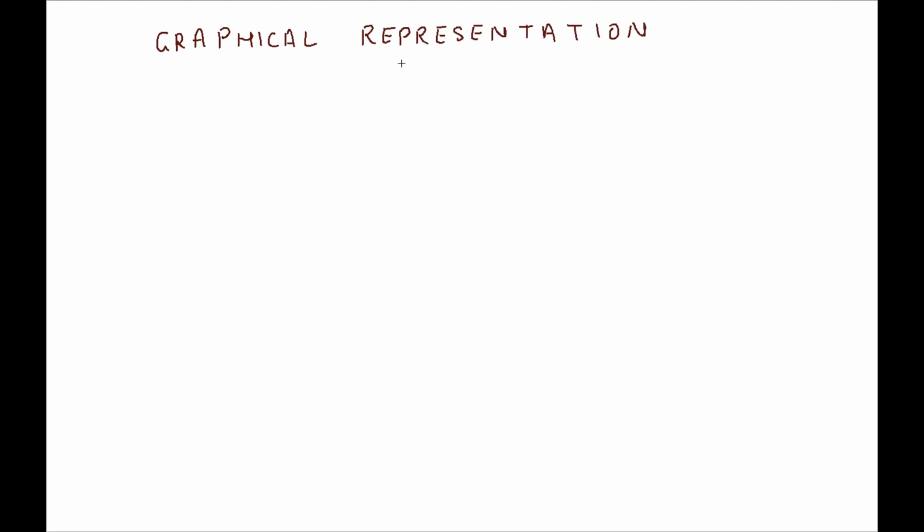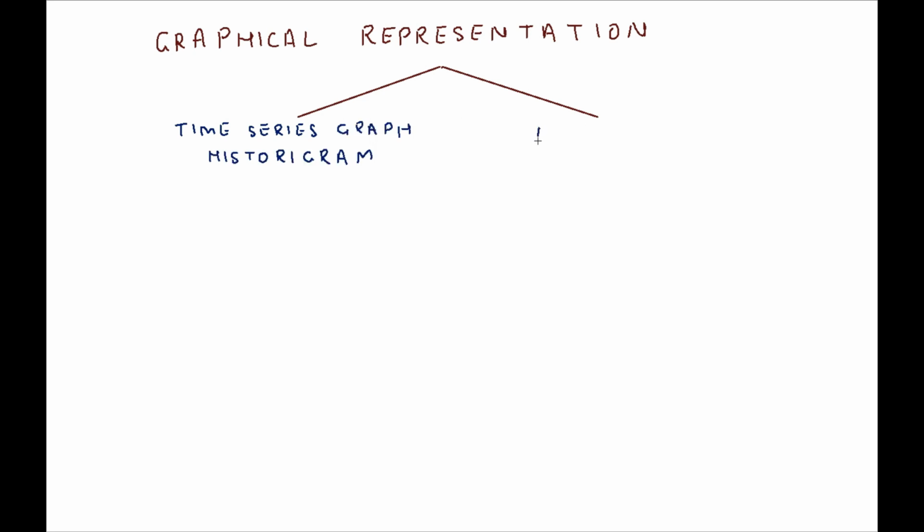Now there are different types of graphs. I will try to explain all these graphs, when and why a particular graph is used. So a graphical representation can be divided into two types. The first is called time series graph. The second type is frequency distribution graph.